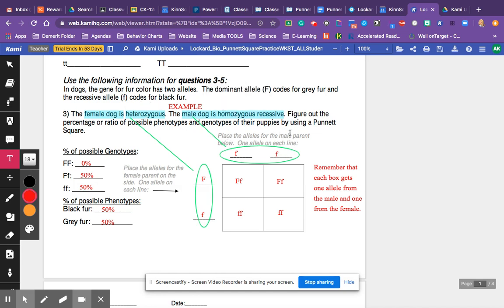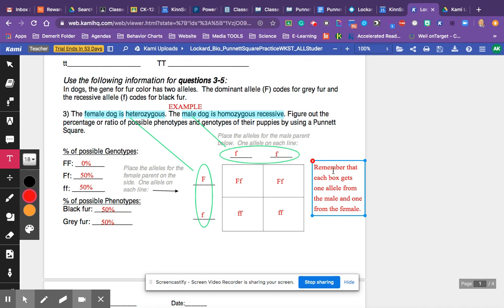So it says place the alleles for the male parent below, 1 allele on each line. So our male parent right here, male dog, is homozygous recessive. So we're going to put 2 lowercase f's. Okay, and then over here we have to place the alleles for the female parent. Okay, so the female parent is heterozygous, so 2 different, big F, little f. All right. Now, we have to start here before we can figure any of this out, okay? So we have to put the male and the female in, and we have to cross them and see what their offspring are going to look like.